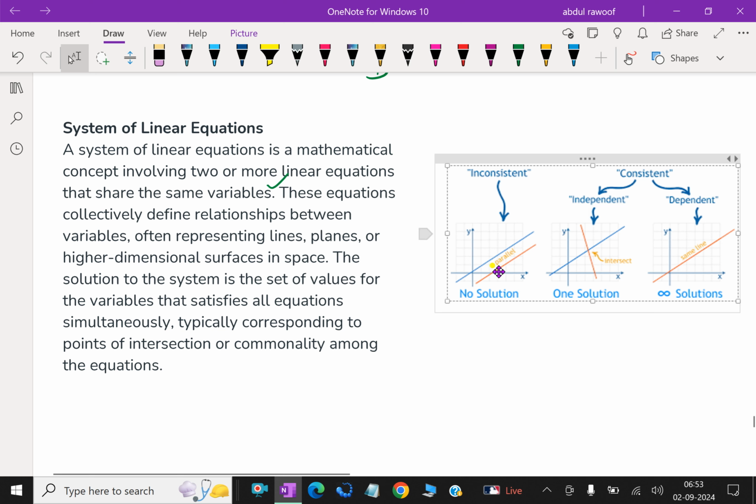Look at here. Suppose in XY graph, two parallel lines have no solutions, because there is no intersection point. It's called inconsistent system of equations. Here one solution, because the two lines intersect at one point. And here infinite solutions, because the two lines overlap, that means only one line forms. These are all consistent, in that it's independent, it is dependent.